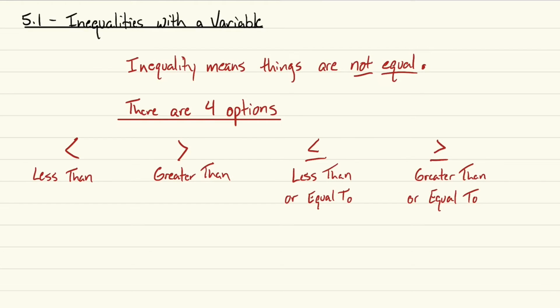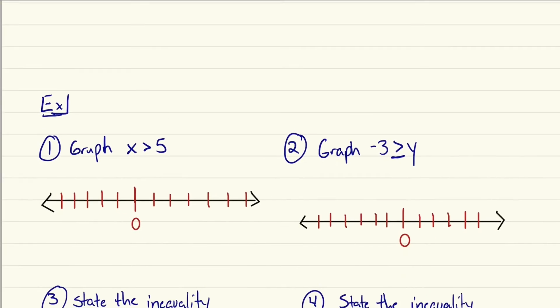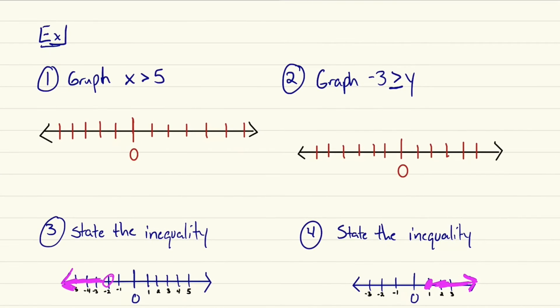All right, now that we've talked about the four different types of inequality symbols, let's just go ahead and get into some examples. And these examples will help us display how to look at inequalities and explain inequalities and graph them on a number line. Okay, so the first one that we have is the graph of x is greater than 5.